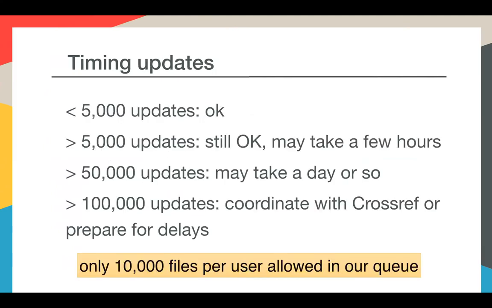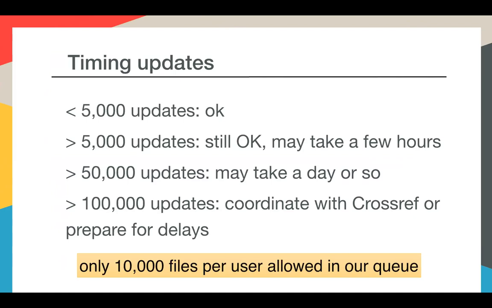If you decide to do a big update of your metadata, there are some things to keep in mind. Sending us a large amount of files, it's usually okay depending on your definition of large. So if you're sending hundreds of thousands of updates, you might want to coordinate that with us. We only allow 10,000 files per user in our submission queue. So if you have more than 10,000 files to send us, you'll need to send them in batches and pay attention to our submission queue to make sure that you're not exceeding that 10,000 file limit.